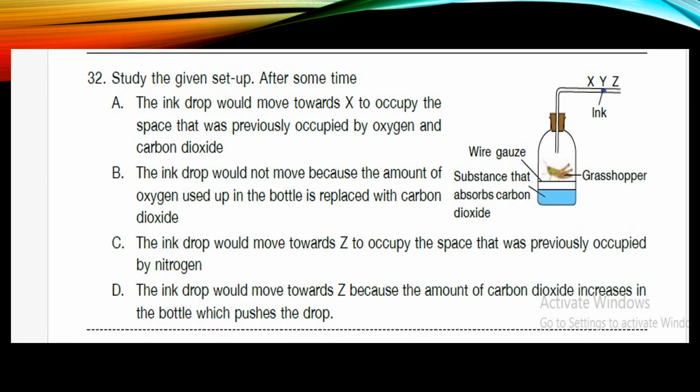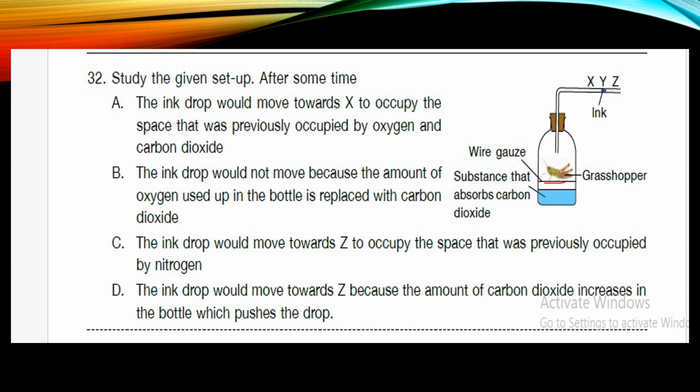Question number 32. Study the given setup after some time. This is the setup. Here is a grasshopper. It is wire gauze. This is a substance that absorbs carbon dioxide. And here is ink at point Y.